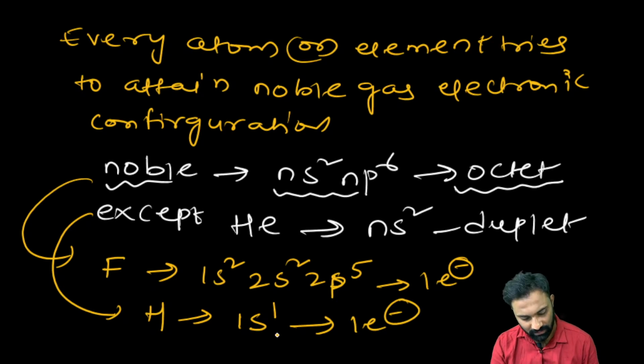Now, by taking 1 electron, the duplet electronic configuration will be completed. Right?